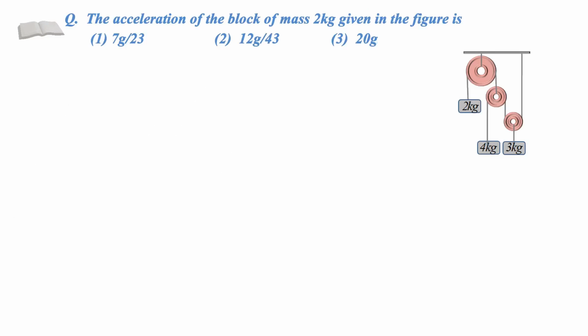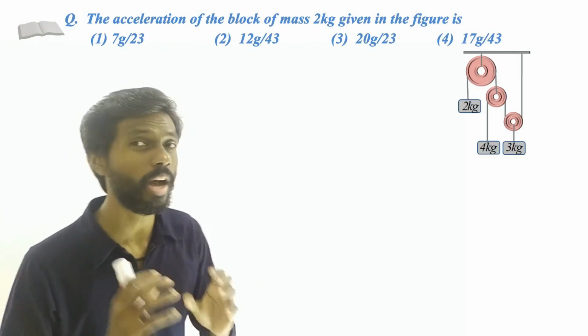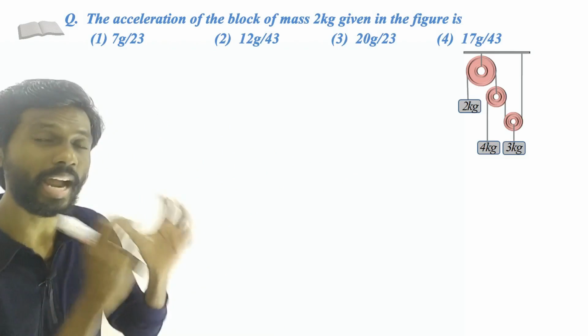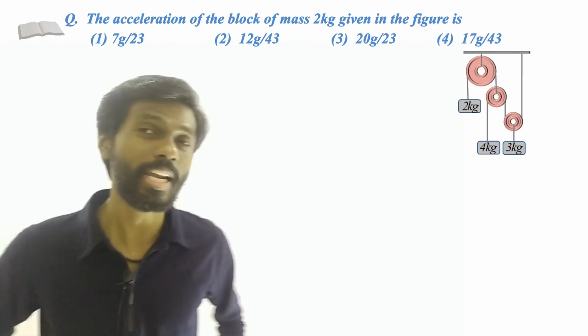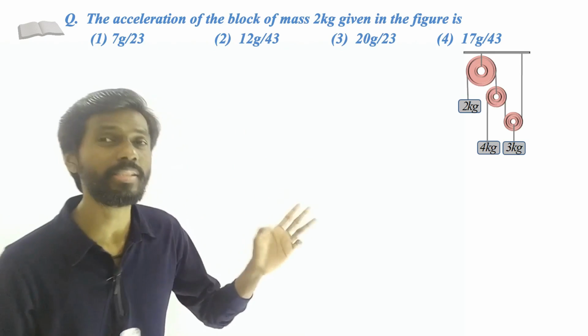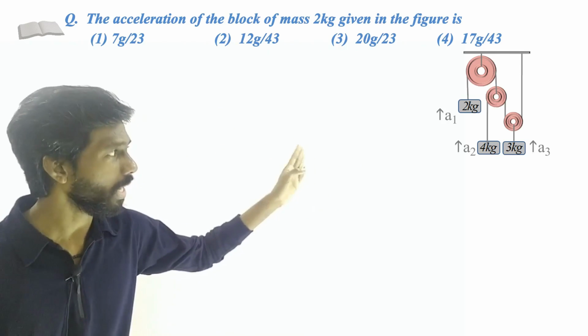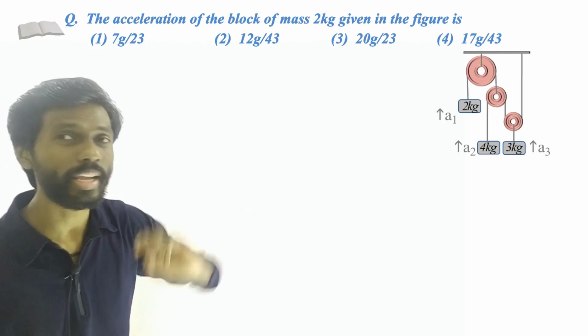The acceleration of the block of mass 2 kg given in the figure is, here we have 3 blocks and 3 pulleys, 2 of which are moving pulleys. The pulleys on the right are moving pulleys. The other pulley on the left is a fixed pulley. So what do we have to do? We have to first find the relation between the accelerations of all these 3 blocks. Let us take the accelerations to be a1, a2, a3. The block on the left has acceleration a1, and similarly a2, a3.